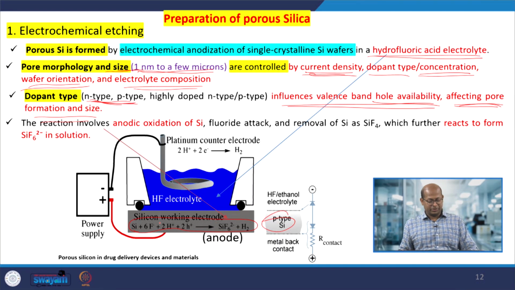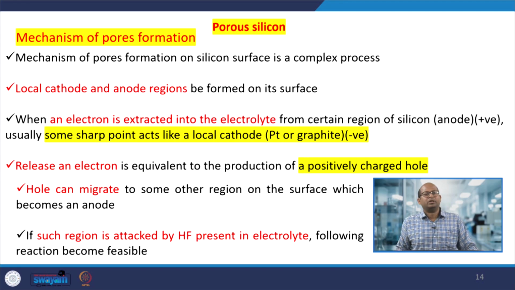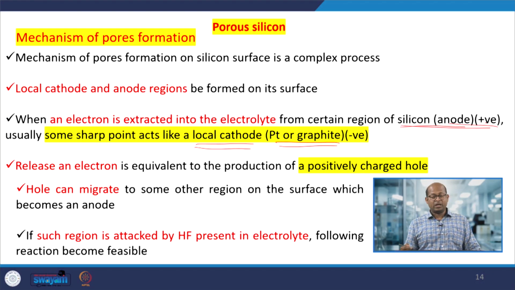This type of reaction might occur when silicon is the anode: silicon and then SiF4, SiF6 type of reactions, where silicon is in the zero oxidation state and fluoride is present in ionic state, and then there is hole creation. Here I am showing the mechanism of how that is formed. At the cathode, usually either platinum or graphite is taken, and silicon has to be taken as the anode material.